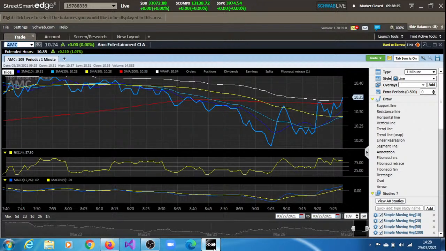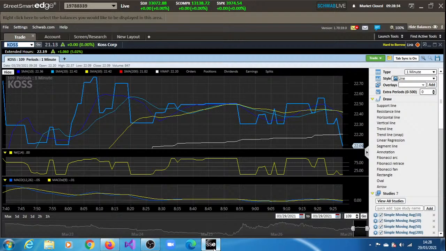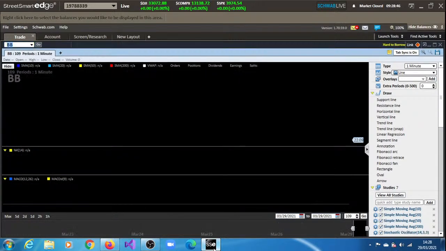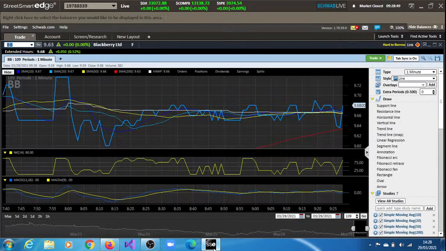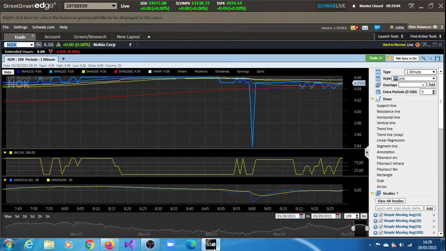AMC up 1.07% currently. KOSS up 5.02%. BlackBerry up 0.52%. Nokia is down 0.52%. Just been moving sideways apart from this retracement and extension and subsequent extension.